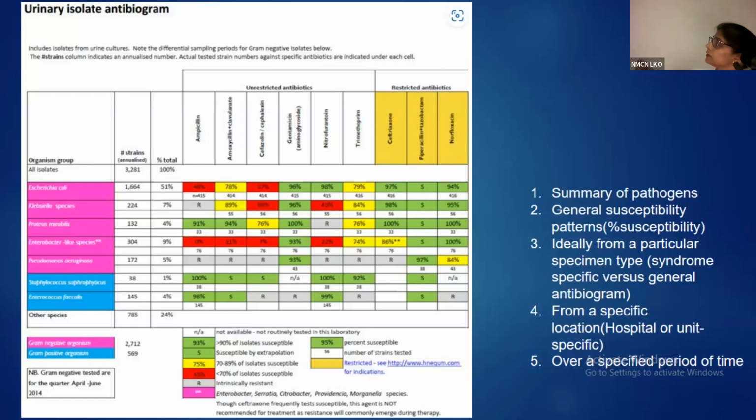And in some columns, they have mentioned R and S. R means intrinsically resistant. So even if we see in vitro susceptibility, we report them as resistant. In the corner on the left side below, they have mentioned the period for which the antibiogram was prepared, that is from April to June. And they have color coded the gram-negative and gram-positive organisms also. So this is basically a very good antibiogram, which summarizes the pathogens, gives the general susceptibility patterns, and the syndrome associated also. And it is from a specific location over a specified period of time.